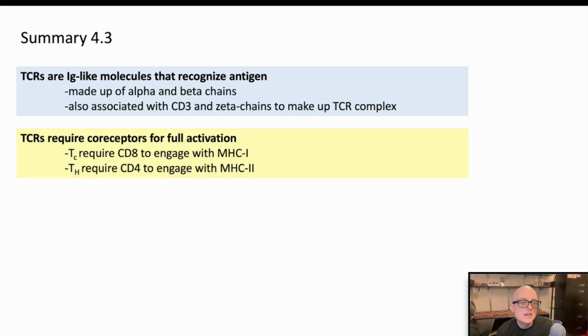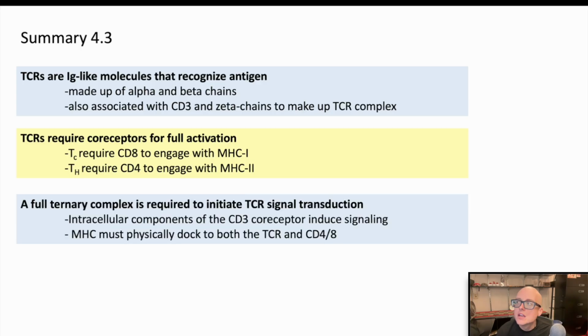We saw that TCRs also require co-receptors for full activation. In cytotoxic T cells, that is CD8, which interacts with MHC class 1, whereas in T helper cells, the co-receptor is going to be CD4, which interacts with MHC class 2.